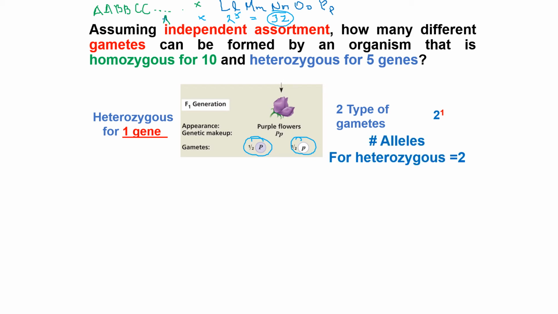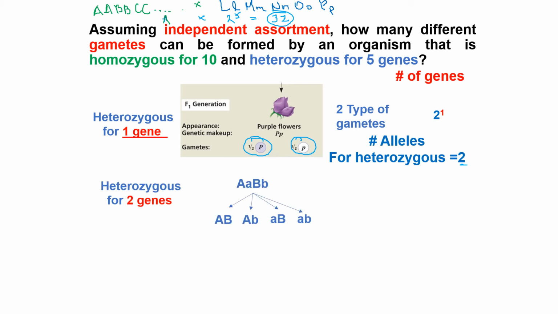Why? Because the number of alleles for a heterozygous is 2, and in red is the number of genes. Now, when you apply it to heterozygous genes, when you have 2 genes, you have 4 options, as we already talked, or you can just apply this formula. You have 4 gametes because you have 2 alleles and 2 genes, so it's 2 raised to the power of 2.